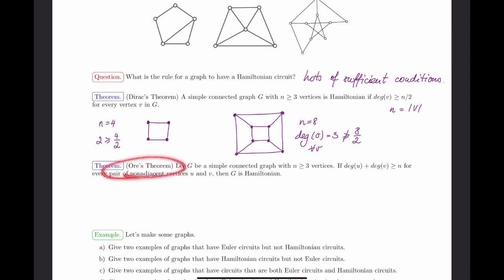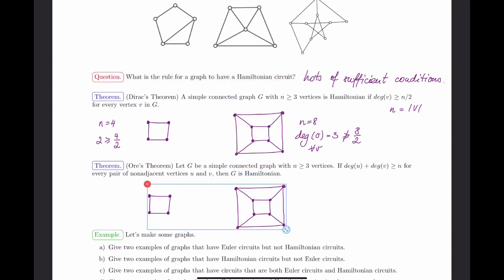For example, another classical one is called Ore's theorem, and it has a similar flavor, but now splits across different vertices. So here it says if the degree of one vertex plus the degree of another vertex is greater or equal than n, for every pair of non-adjacent vertices, then G is guaranteed to be Hamiltonian. So let's take the same two graphs and see if this theorem is going to be strong enough to rule this graph out as having a Hamiltonian cycle.